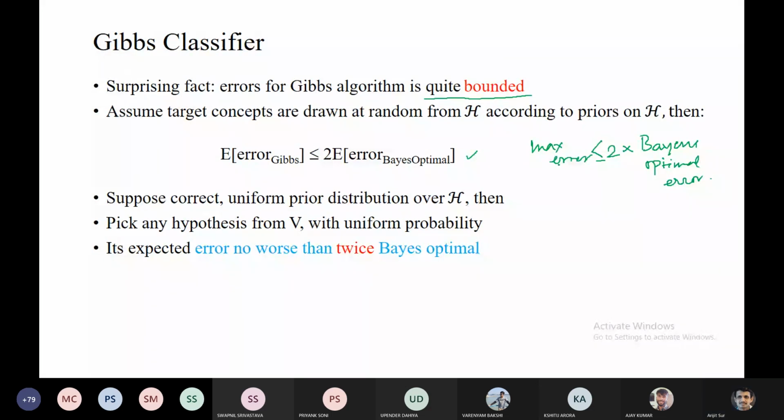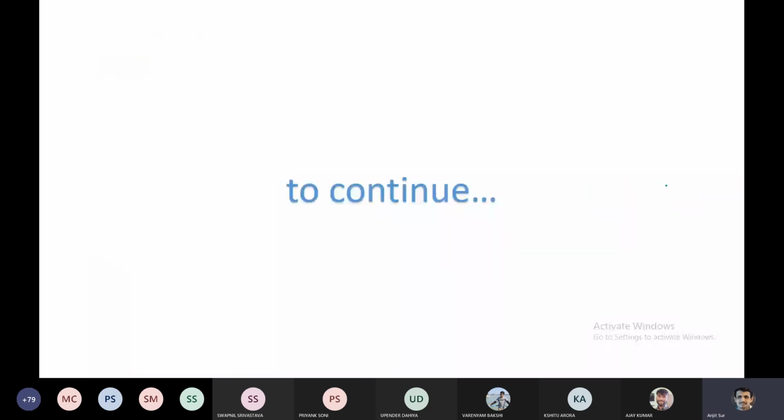Only maximum 2. Suppose we have a uniform prior distribution over H, then pick any hypothesis from the version space V with uniform probability. The expected error is no more than twice the Bayes optimal. So this is the way we solve this particular problem. Okay, so this is called the Bayes optimal classifier. So this ends the Bayes optimal classifier, and next we'll show you another important thing. It's called naive Bayes.